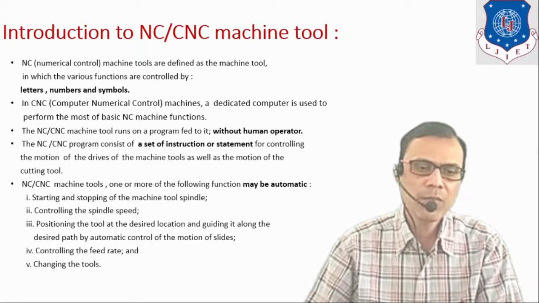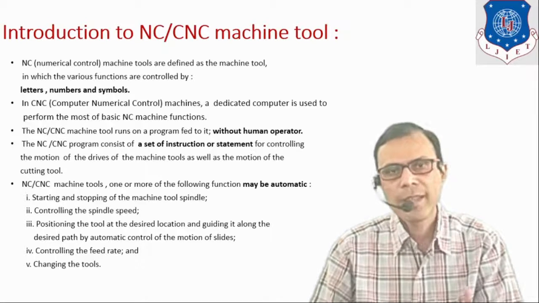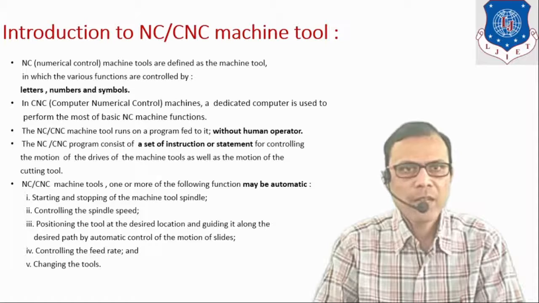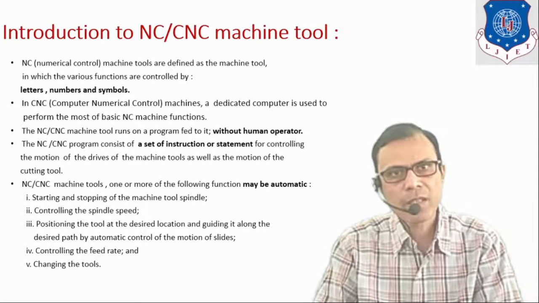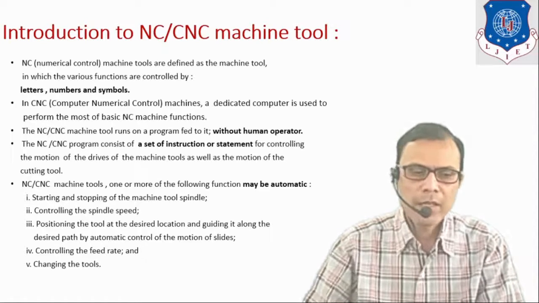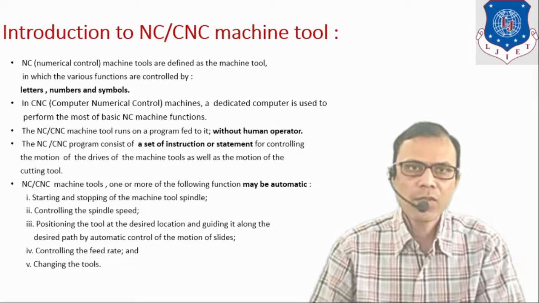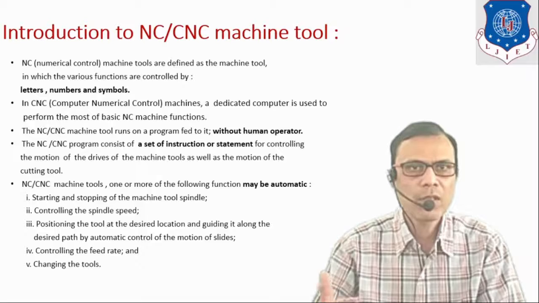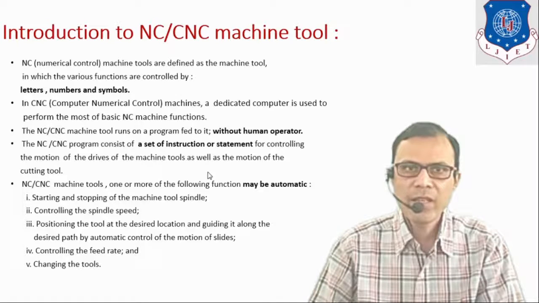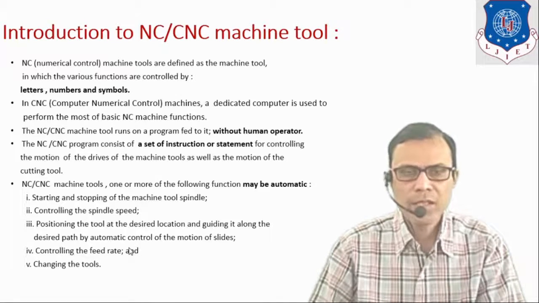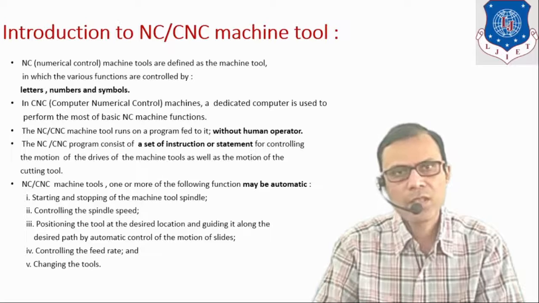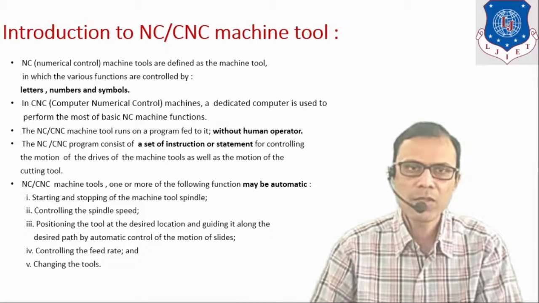In case of NC-CNC machine tool, one or more functions can be automatic, that is, controlling of the spindle speed of the machine, then starting and stopping of the machine, then positioning of the tool at a particular location and guiding it on a particular path, controlling the feed rate of the cutting tool and changing the tools. So these are some functions. Among these functions, some may be automatic in case of NC-CNC machine tool.